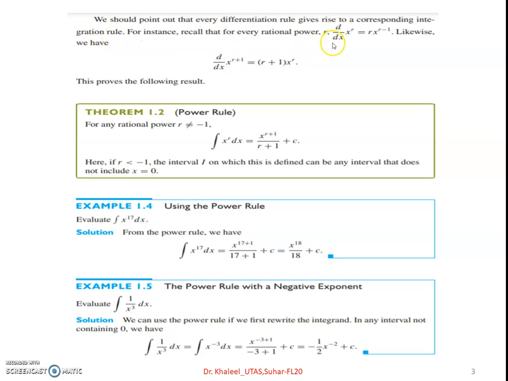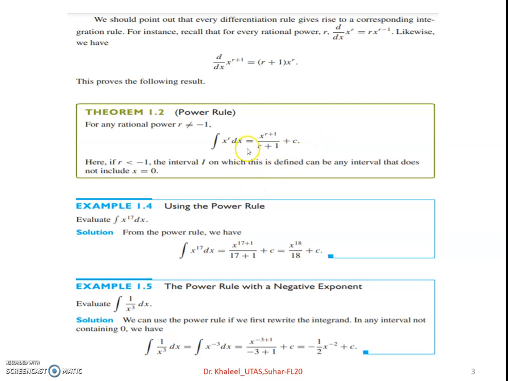So we know the power rule for the derivative. The derivative of x to the power r is r x to the power r minus 1. This is the derivative rule, the power rule for the derivative. So we have a power rule for integration. That is, the integration of x to the power r is x to the power r plus 1 by r plus 1, plus C. Note that r should not be minus 1. If it is minus 1, then the denominator is 0, and it is not defined.